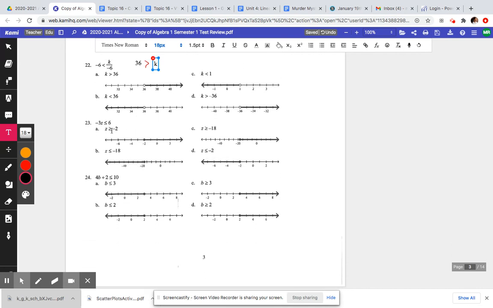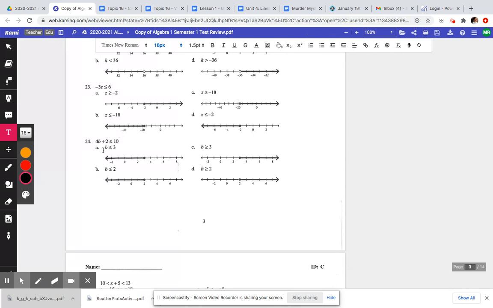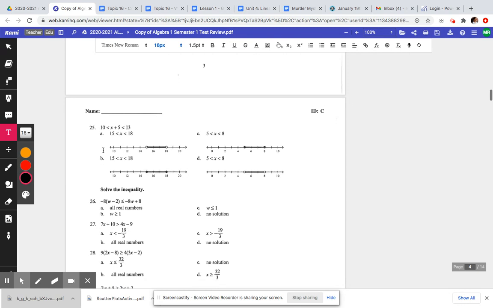Exact same idea on 23. Anytime you divide or multiply by a negative number, you have to switch that sign. So this one's going to end up being Z is greater than or equal to -2. So it's A. Be very careful with switching your signs, y'all. 24, you're not dividing or multiplying by a negative number, so just go through the process on that.